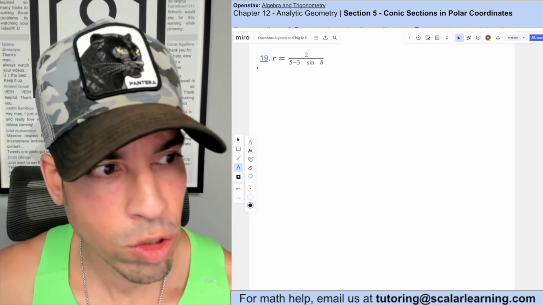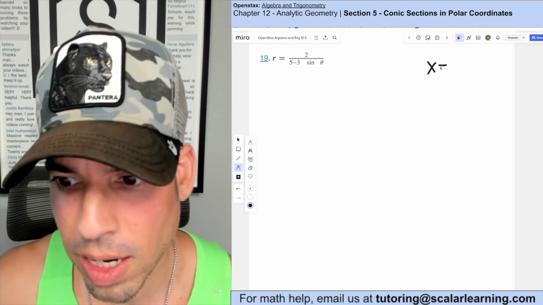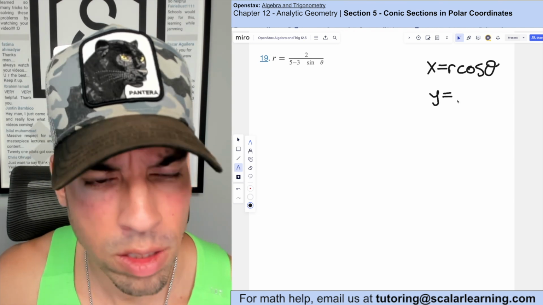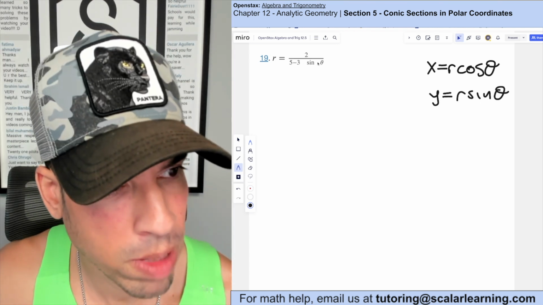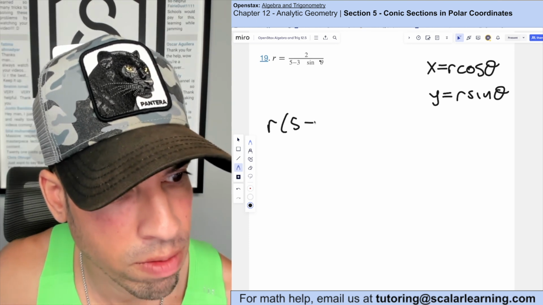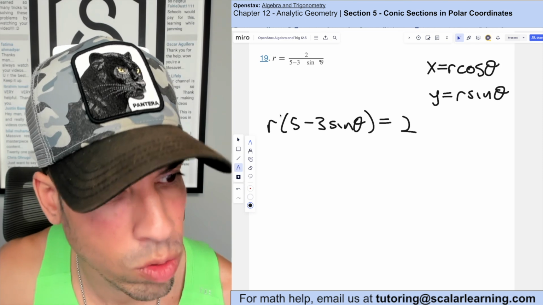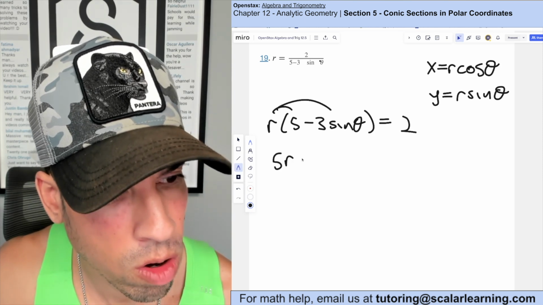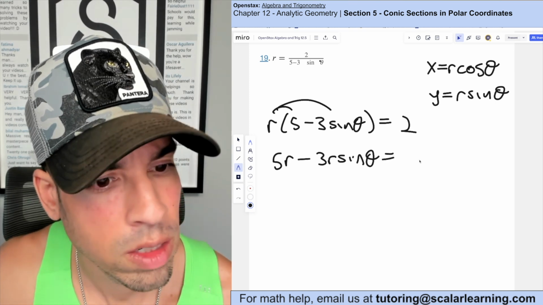Done. So for this one, we're converting the polar coordinates to rectangular coordinates, remembering that x is equal to r cosine theta and y is equal to r sine theta. So what we're going to do is start by multiplying the denominator to the right side. So then we're going to have r times 5 minus 3 sine theta is equal to 2. We're going to distribute, and then we've got 5r minus 3r sine theta is equal to 2.